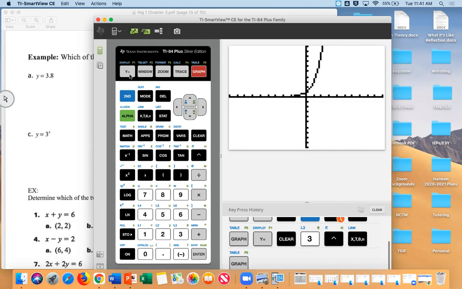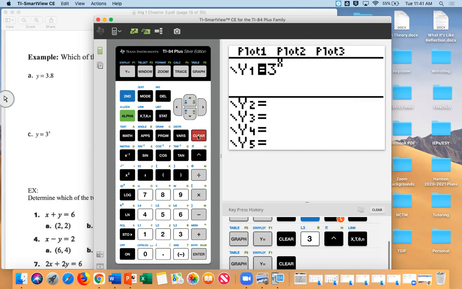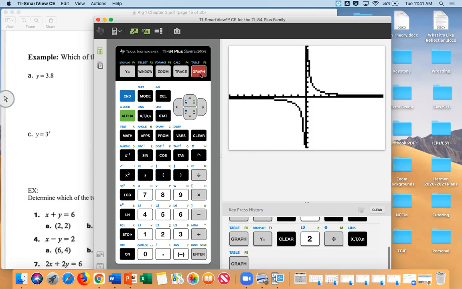Okay. And then for the last one, I'm going to type in 2 divided by x, and I'm going to hit graph. And then Chucky, is that a curve or is that a line? Is that a curve on my screen or a line? It's curved. So it's nonlinear.